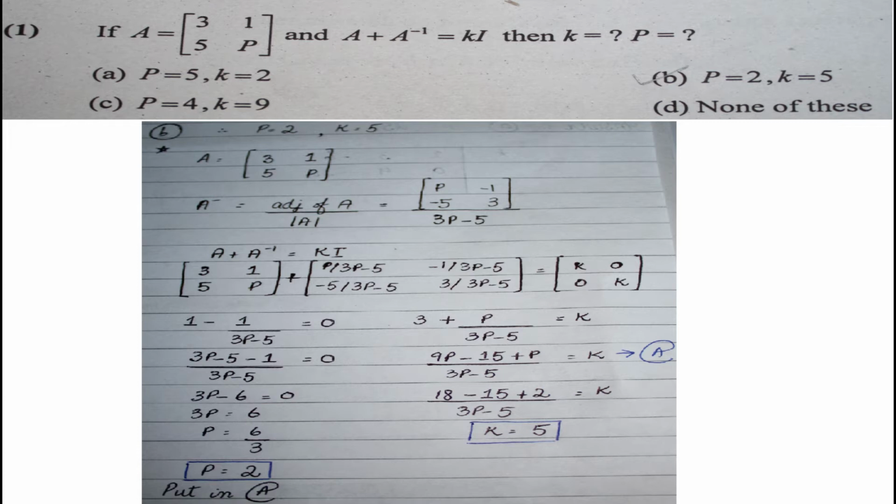So we're just going to do the calculations, and after that we're going to get the value of P, and that value of P we're going to put in equation A as I've shown in the working. So we're going to get the value of P and K through these calculations, and our answer is going to be option B. P is equal to 2 and K is equal to 5.